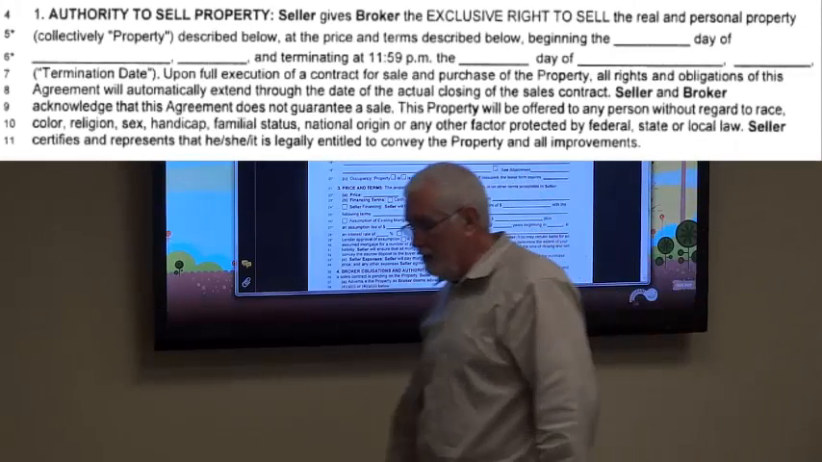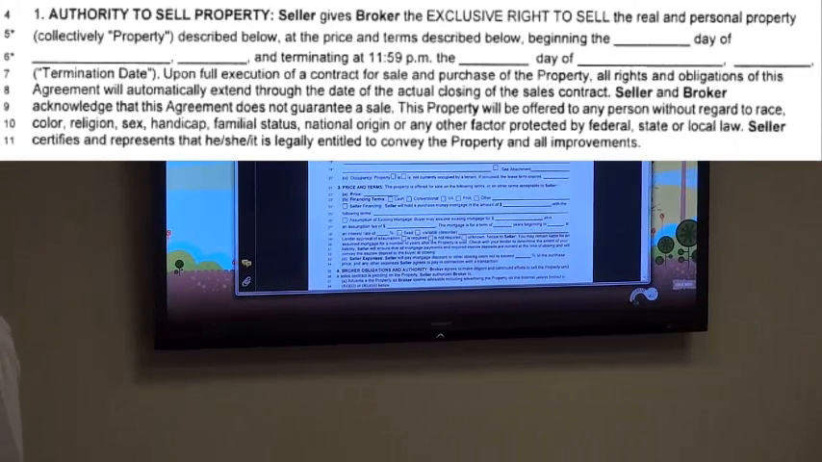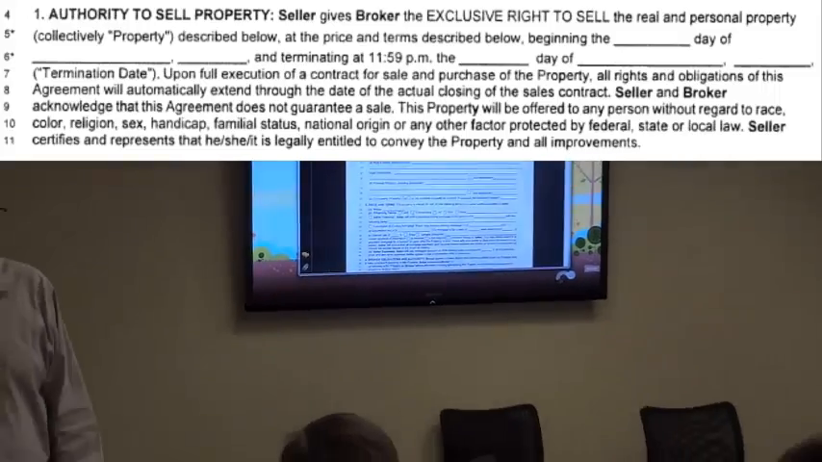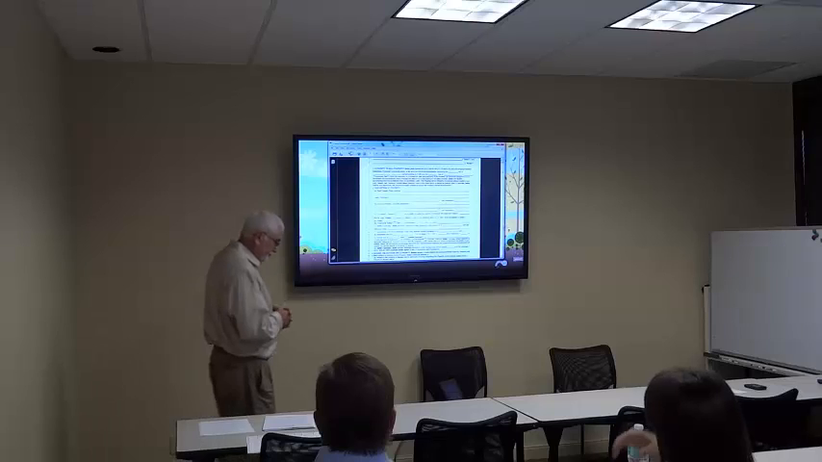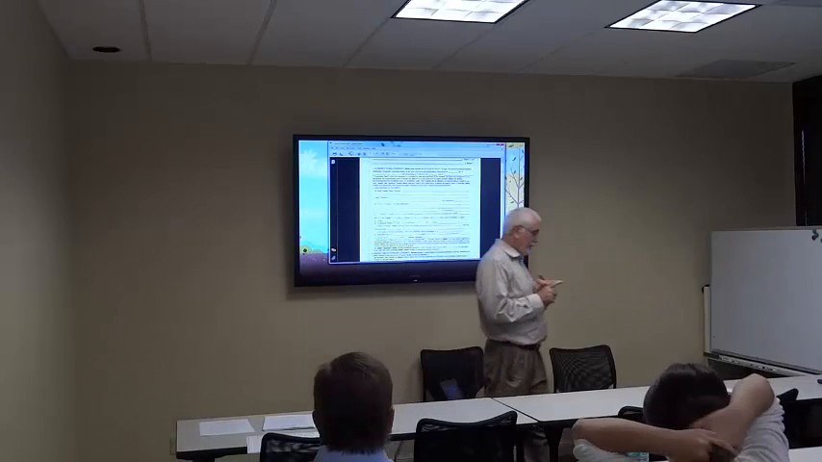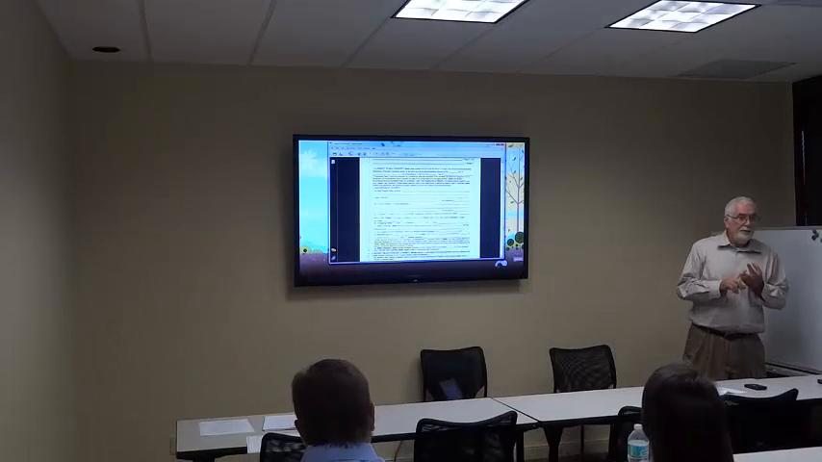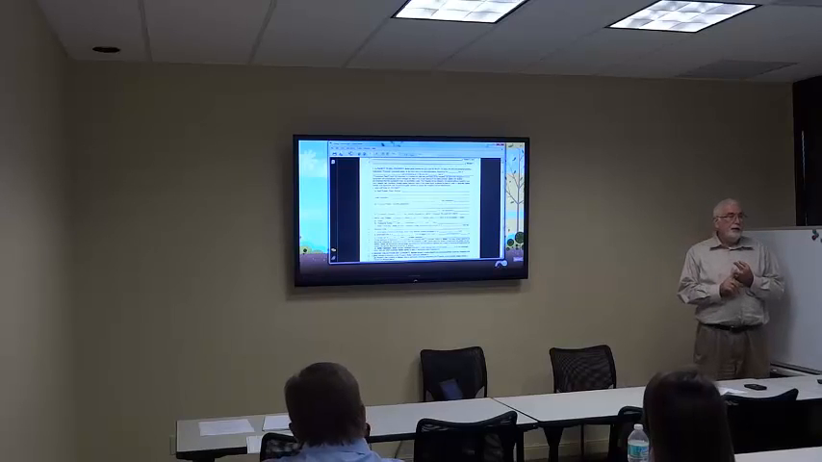The second paragraph, number one, acknowledges that this is an exclusive right of sale listing. What does that mean? Number one, I'm the only one with the listing. More importantly, we get paid no matter who sells it.